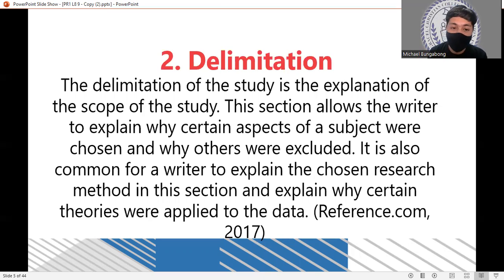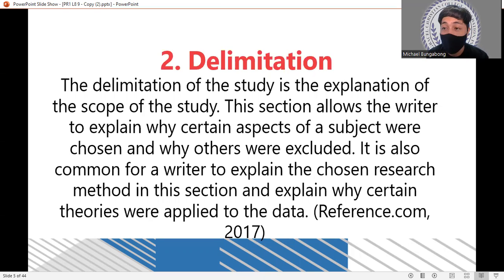And that's the limitation. It is also common for a writer to explain the chosen research method in this section and explain why certain theories were applied to the data. That's according to reference.com in the year 2017. So basically, class, it's self-explanatory. All you have to remember is all our whys, no?